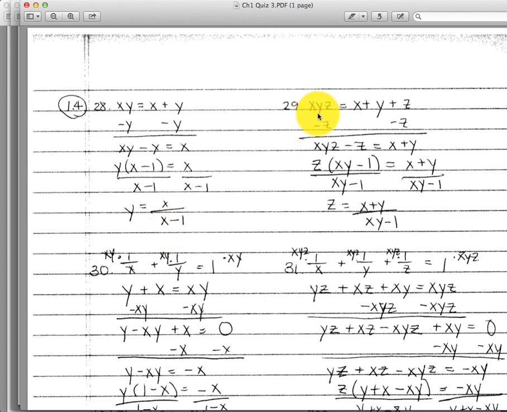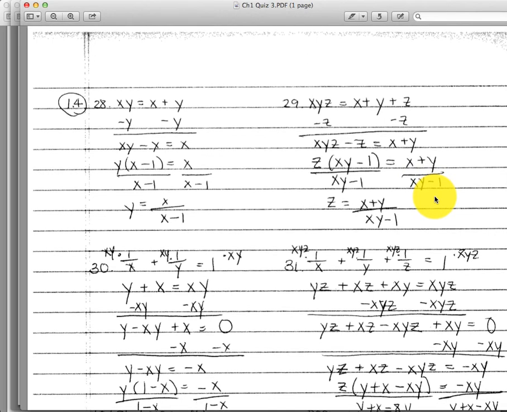In number 29, we want to solve for z. So we need to get all the z's on the left-hand side, get this z over there by subtracting z from both sides. Again, factor out that z. xyz divided by z is xy. z divided by z is 1. So we have z times the quantity xy minus 1 equals x plus y. Divide both sides by xy minus 1, and we have our answer.